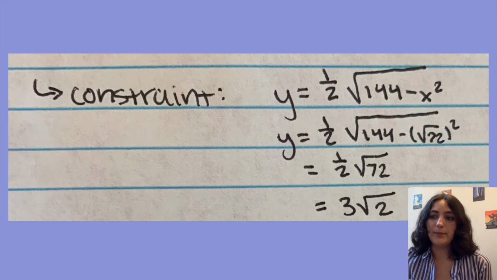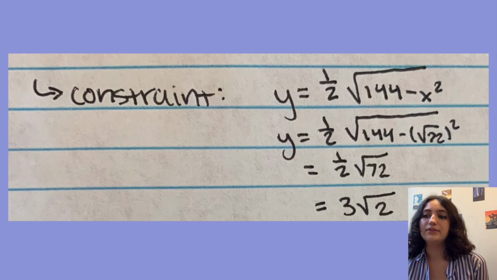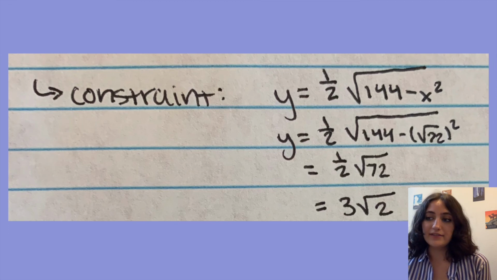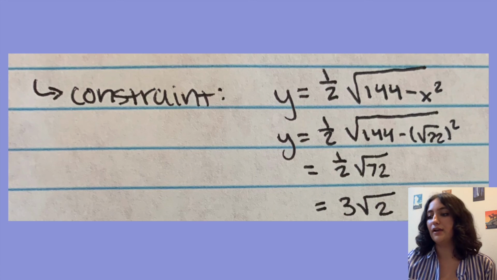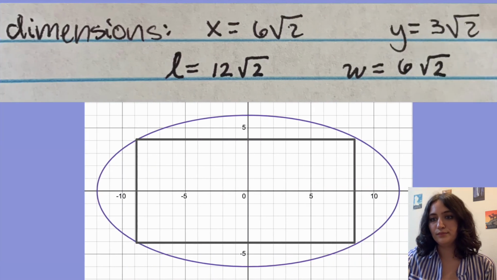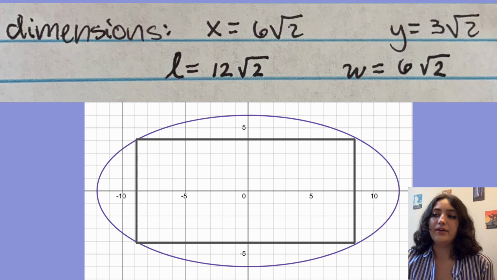And now we want to go back to the constraint, which was y equals 1/2 times the square root of 144 minus x squared. And we will use the x value that we just found and plug it back into the constraint so that we get the y value, which is 3 times the square root of 2. And so now we can find the dimensions. So the x value is equal to 6 times root 2, and the y value is 3 times root 2. And if we want to find the whole length, it would be 12 times root 2, and the width would be 6 times root 2.